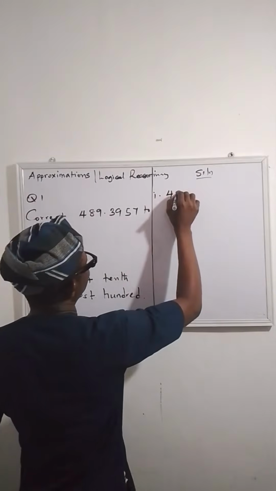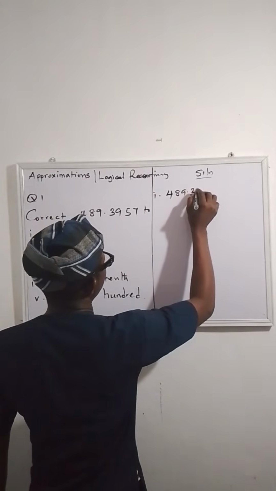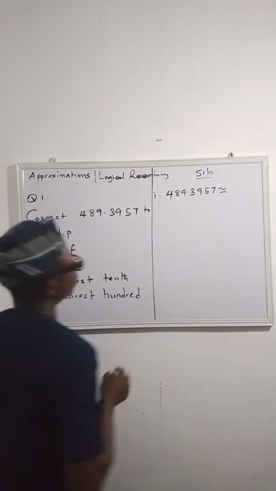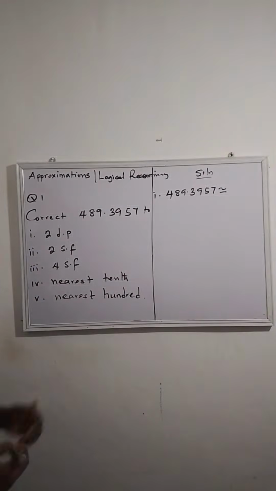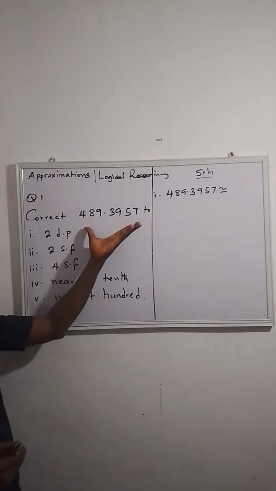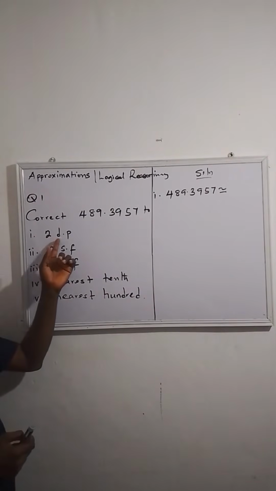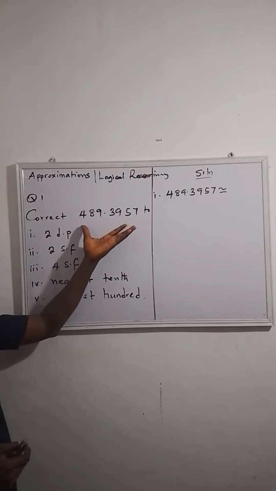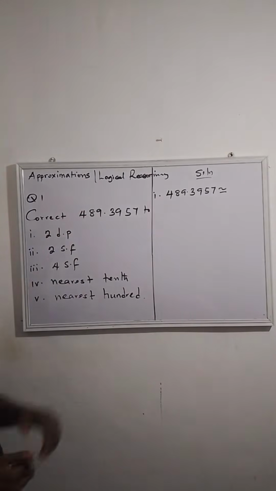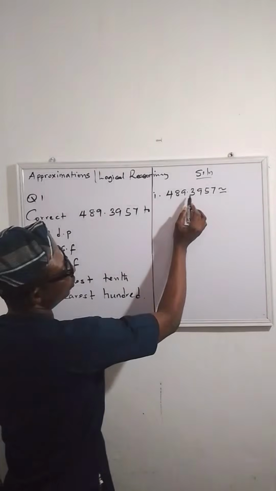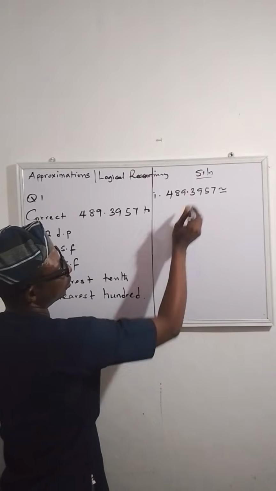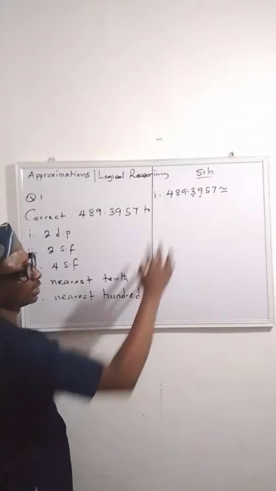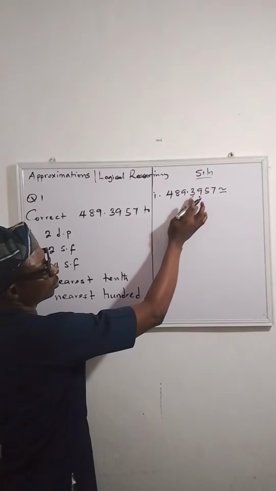We have 489.3957. Now you have to correct this number to 2 decimal places. How do you convert this number to 2 decimal places? What you are expected to do is to count 2 digits after the decimal point. So you count 1, 2, after the decimal point.